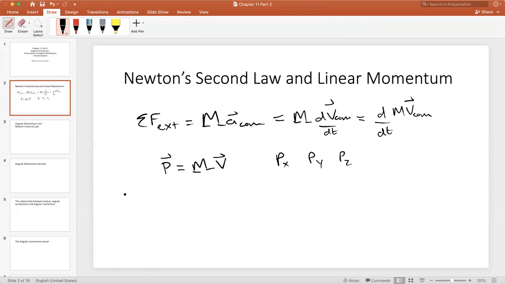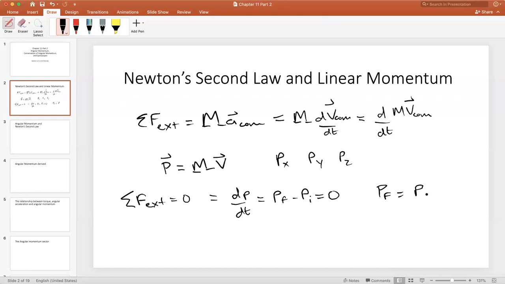And furthermore, we said that if the sum of the external forces is 0, then the time rate of change of the momentum, which is equal to P final minus P initial, is equal to 0. And this gives us a conservation law, which states that if there are no external forces on a system, the initial and final linear momentum of that system is conserved. The initial and final momentums are equal for the entire system. We use this most notably in collision problems, in a few other problems.